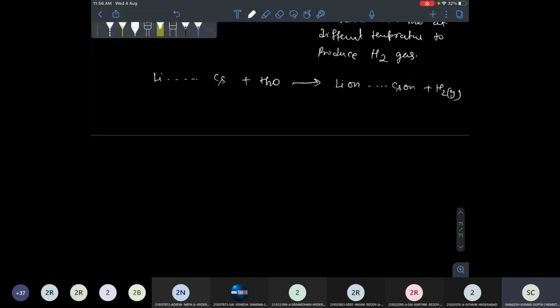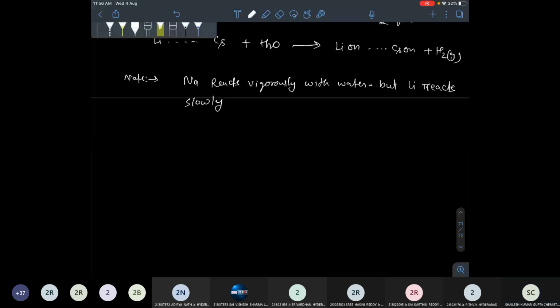Very, very important point here. Sodium reacts vigorously with water, but lithium slowly. Isn't it interesting? Sodium reacts vigorously with water, but as per the electrochemical series, you remember where sodium comes? Can anyone tell me the logic behind it?